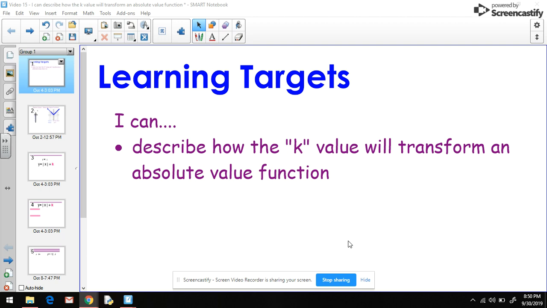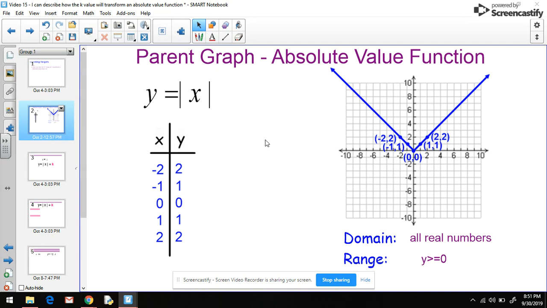So in this video, we're going to continue looking at transformations, and we're going to look at how the value of k will actually transform an absolute value function. At this point, you should understand the parent graph of an absolute value function. Here's your equation. It's the most basic absolute value graph. Then here is your table with the points plotted onto the graph. And then you have a domain of all real numbers and a range of y is greater than or equal to 0. So this is the graph that you should be familiar with.